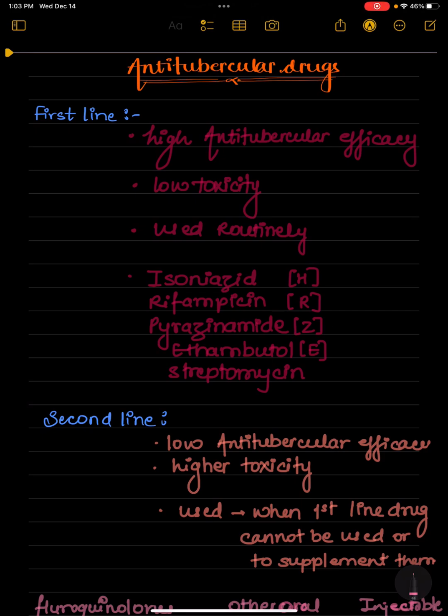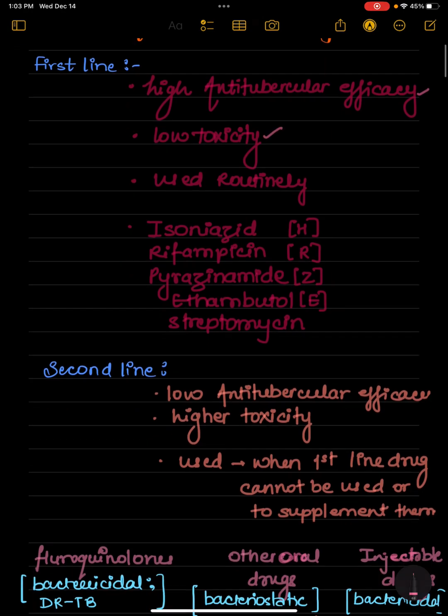Let's study about anti-tubercular drugs. These are grouped into first line drugs and second line drugs. First line drugs are the drugs which are having high anti-tubercular efficacy, low toxicity, and can be used routinely.